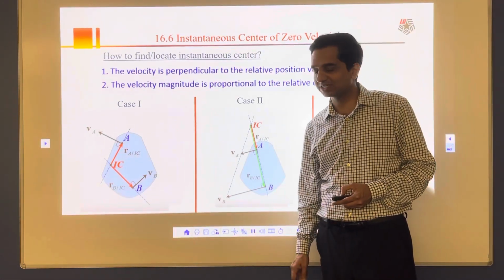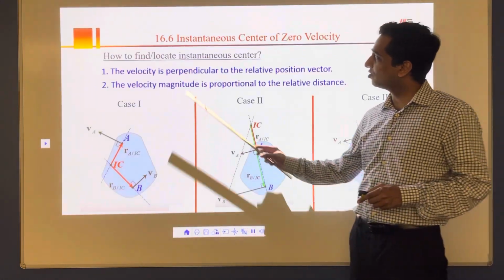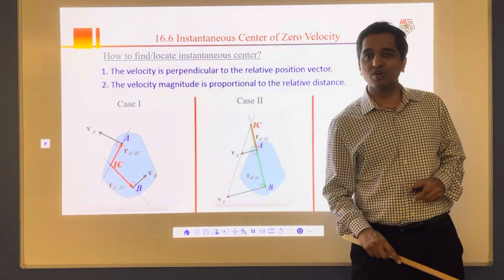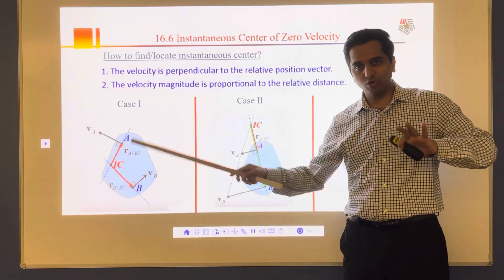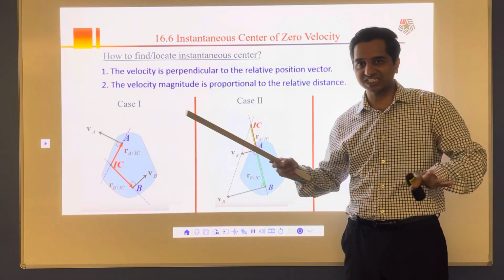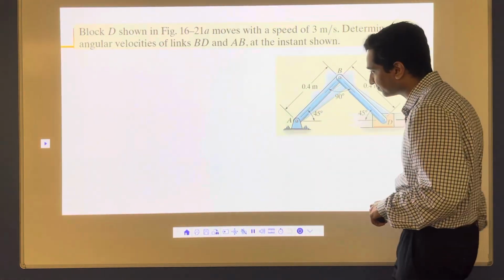center of zero velocity. Now let's jump on to the problem and see how this method, the instantaneous center of zero velocity, is very useful to solve it. You don't have to go through a whole lot of process or vector analysis with i, j, k if you know this method.